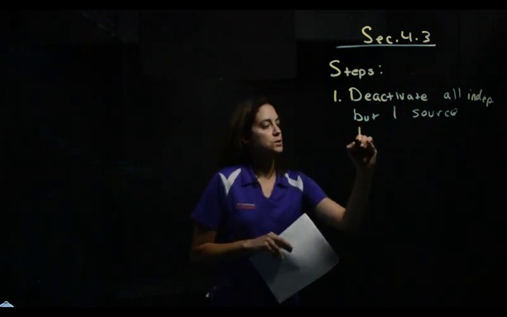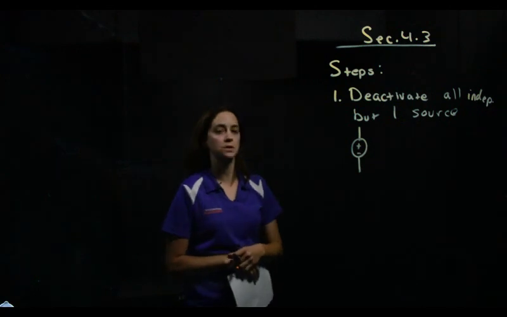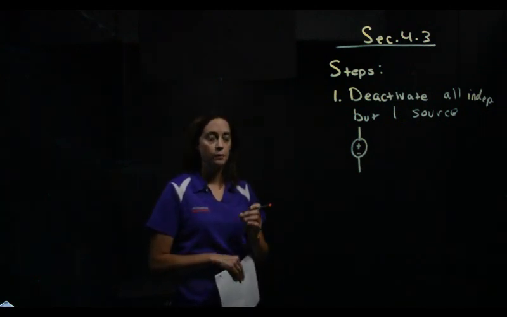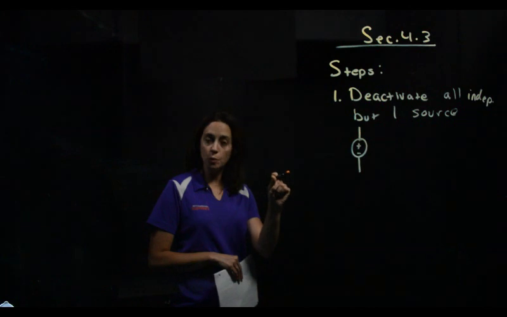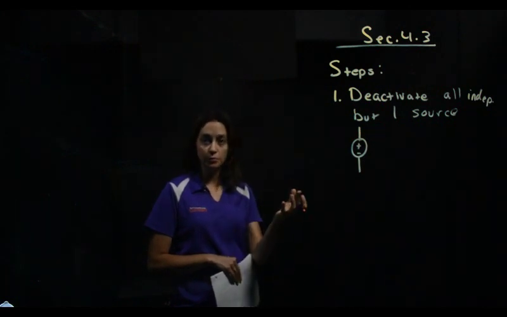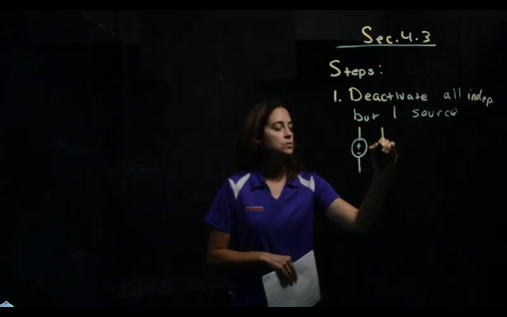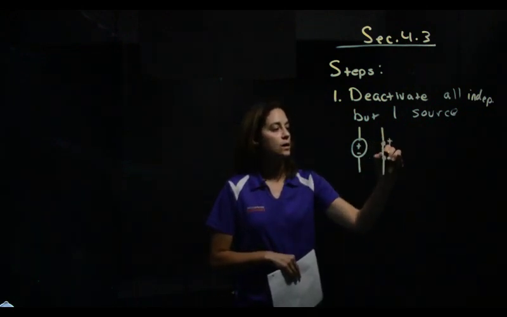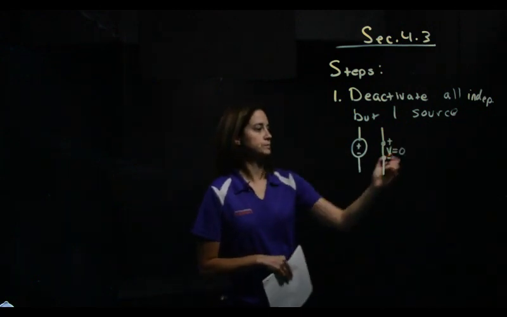So let's look at a voltage source. I have this voltage source. I want to deactivate it, so I want the voltage to become 0. Remember the definition of voltage, the potential difference between 2 points. So if 2 points are the same, there's no potential difference between them, therefore the voltage is 0. So to deactivate a voltage source, we just replace it with a short circuit. Now, our voltage is 0. We've deactivated the voltage source.